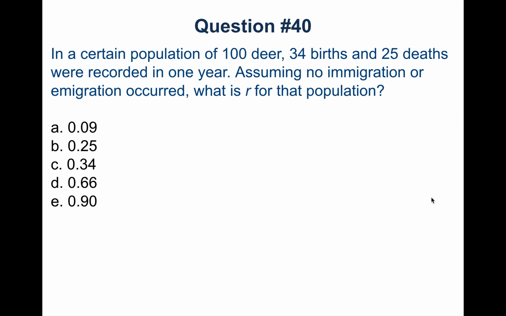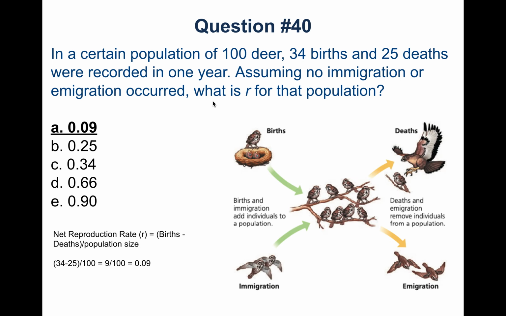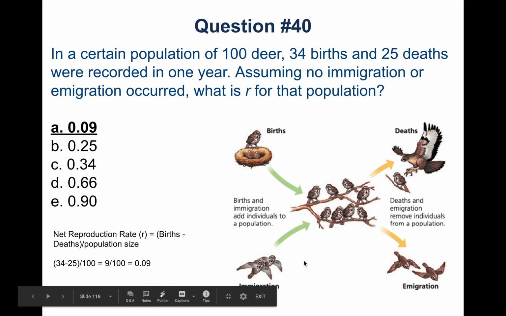All right, in a certain population of 100 deer, 34 births and 25 deaths were recorded in 1 year. Assuming no immigration or emigration occurred, what is R for that population? This one's pretty straightforward. So you're really looking at net reproduction rate. That's what R is. And when you look at that, you're looking at births versus deaths.